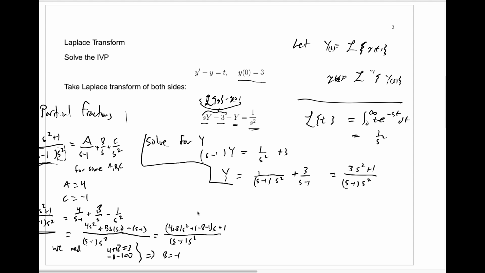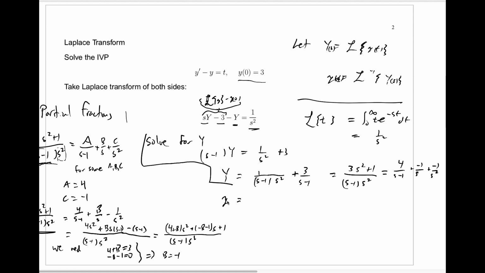In other words, this whole thing on the right here, (3s squared plus 1) over (s minus 1) times s squared, is precisely 4 over s minus 1, then we have B is negative 1 over s, and then we have C, which is negative 1 over s squared. Now, what do we have here? That's capital Y is equal to those things there. Well, what is little y? Little y is a function whose Laplace transform is capital Y. In other words, we want to take the inverse Laplace transform of capital Y to get little y.